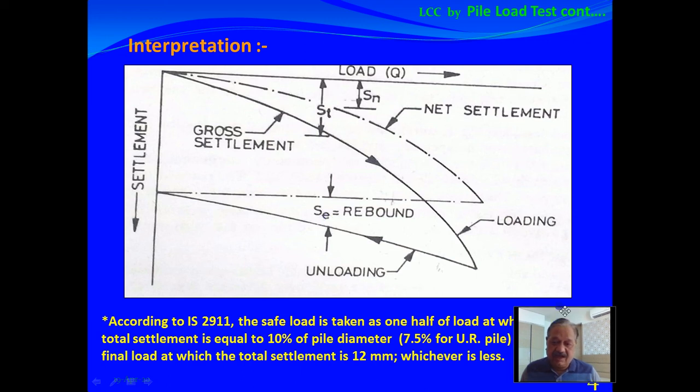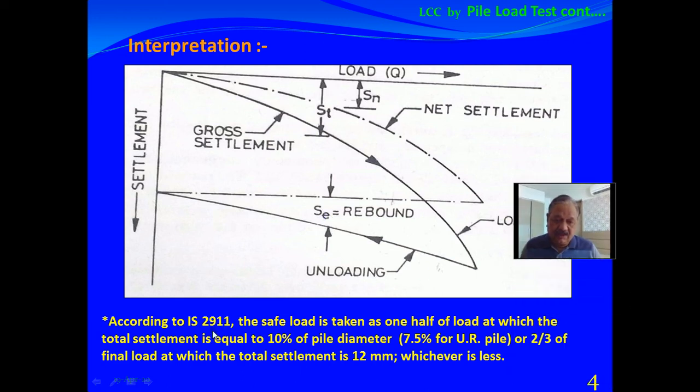According to IS code 2911, the safe load is taken as the load at which the total settlement is equal to 10% of the pile diameter, whereas it is 7.5% in the case of under-reamed piles, or 2/3 of the final load at which the total settlement is 12 mm, whichever is less. In this way, the load carrying capacity is determined by using a pile load test.